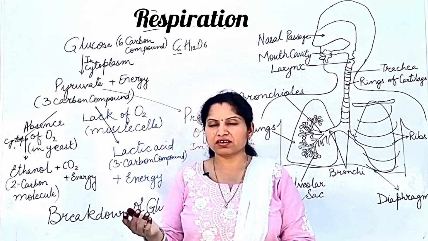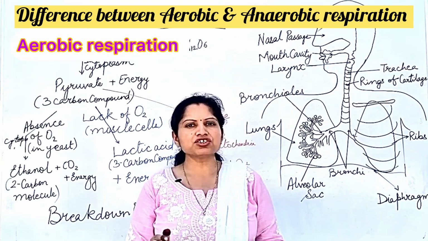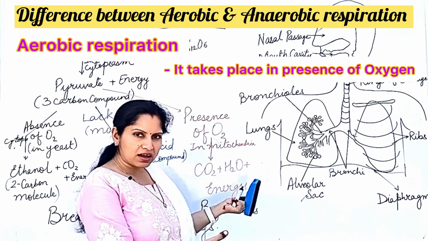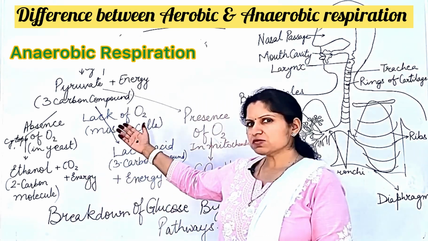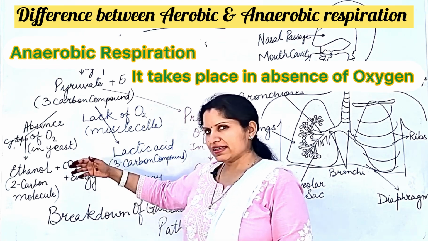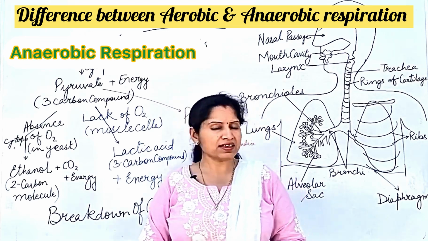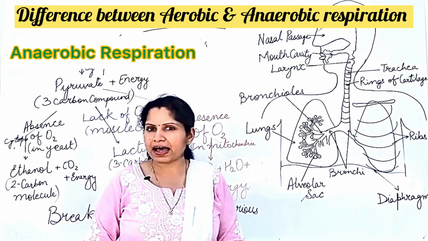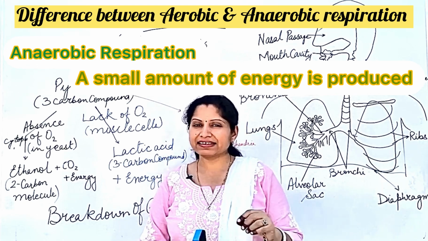Okay, now let's quickly revise the difference between aerobic and anaerobic respiration. Aerobic respiration is a type of respiration that takes place in presence of oxygen, as in human beings, plants, and higher animals like cat, dog, elephant, all. Anaerobic respiration is a type of respiration that takes place in absence of oxygen, as in anaerobic organisms like yeast. Okay, in case of aerobic respiration, the amount of energy produced is large, and in case of anaerobic respiration, the amount of energy that is produced is small, that is little energy is produced.